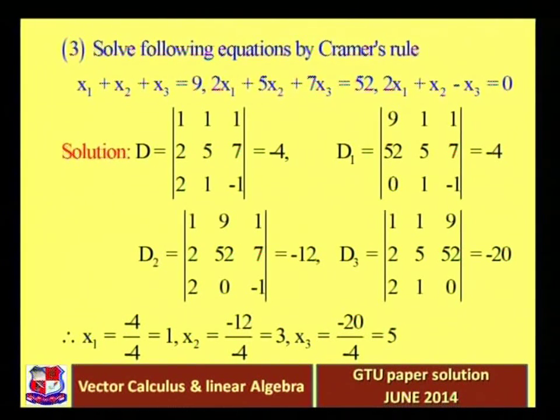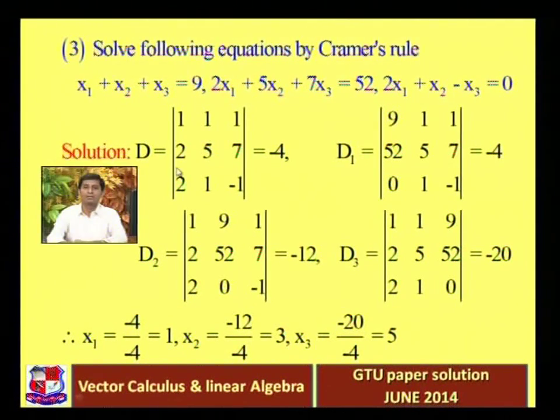Here we have to find 4 determinants. First is capital D. This is exactly the coefficients of x1, x2, x3 in all the 3 equations. You can see the first row is the coefficients of x1, x2, x3 from the first equation, 1 1 1. Then the second row comes exactly from the second equation, the coefficients of x1, x2, x3, and the third row comes from the third equation, the coefficients of x1, x2, x3, right. So 1 1 1, 2 5 7, 2 1 minus 1.